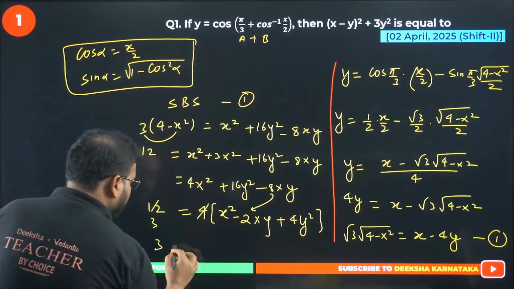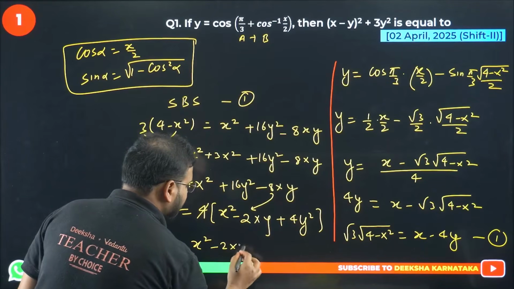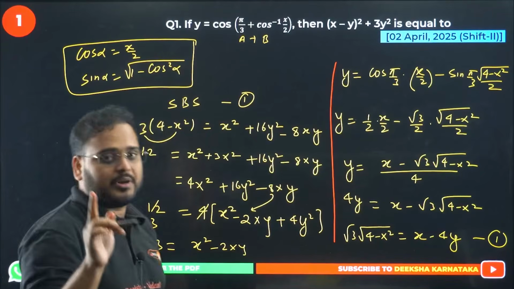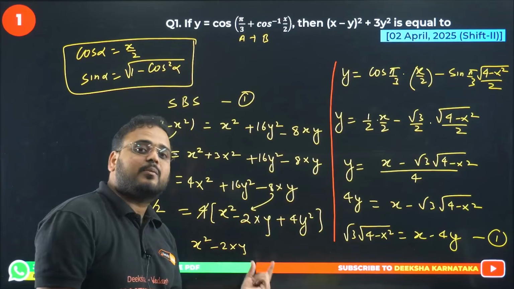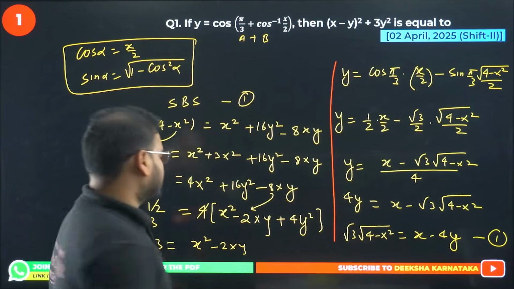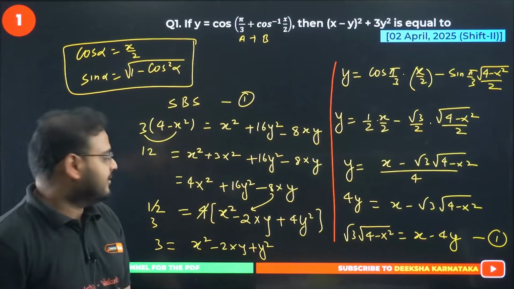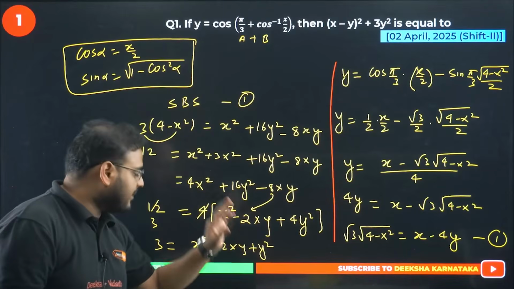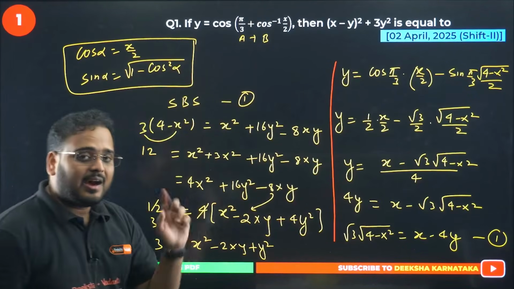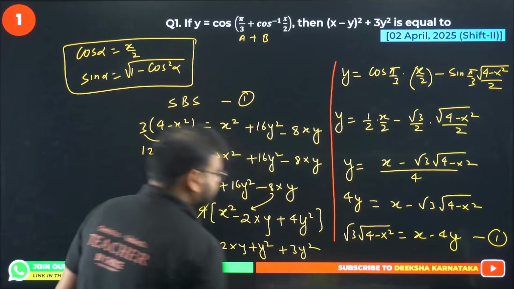Right here 3 equals to x square, I have minus 2xy I have. I need one y square. Why I need y square? Think about it. X square minus 2xy plus y square will become x minus y the whole square. So right here plus y square. I already have 4y square. If I take one y square from there, how much I have left? 3y square is left. Okay.